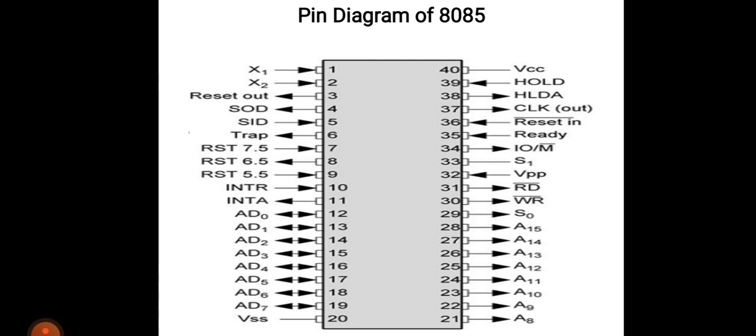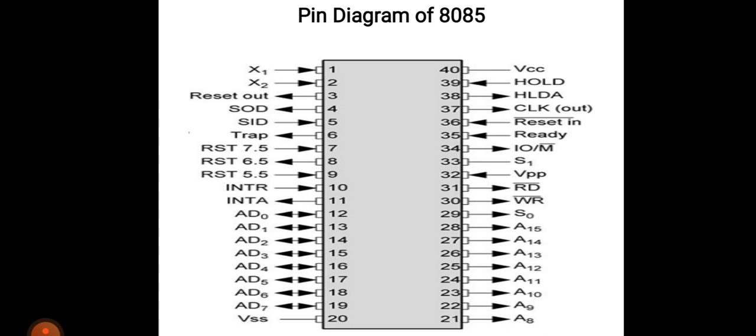Then reset in. This signal is used to reset the microprocessor by setting the program counter to 0. The next pin is reset out. This signal is used to reset all the connected devices when the microprocessor is reset. The next one is ready. This signal indicates that the device is ready to send or receive data. If ready is low, then the CPU has to wait for ready to go high.